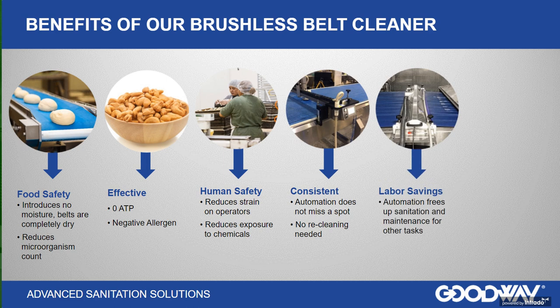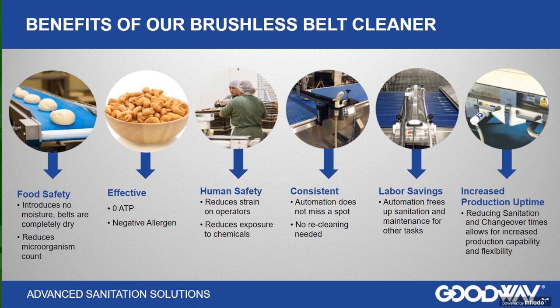There's, of course, labor savings. This is totally automated and hands-free. You saw earlier David shared some of those. They were able to take it from 8 operators cleaning the belt to 3. So significant labor savings that you could shuffle around and have people get to those tasks in the facility that maybe aren't getting cleaned right now. And we could also increase production uptime and throughput at the factory. Reducing sanitation and changeover times allows for increased production capability and flexibility.